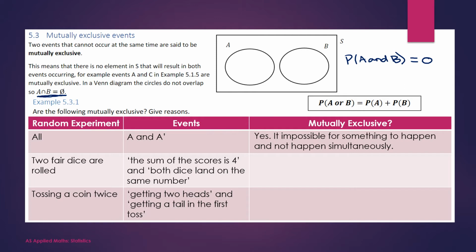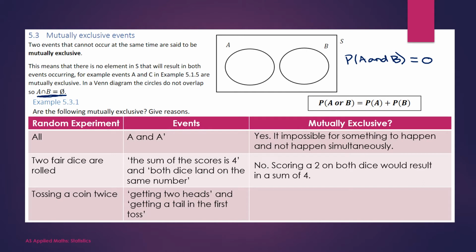The next random experiment would be two fair dice that are being rolled, and our events that we are considering are the sum of the score is 4 and both dice land on the same number. So what you are asking is, can that happen at the same time? You could always refer back to your sample space that we did right in the first section where we looked at the scores of two dice if you wanted to check, and with a question like this, if you were asked to prove it, you might draw part of that sample space out to show what was happening. So the answer is no.